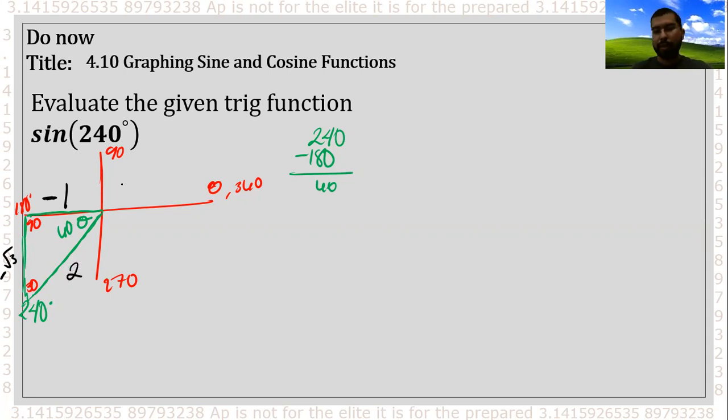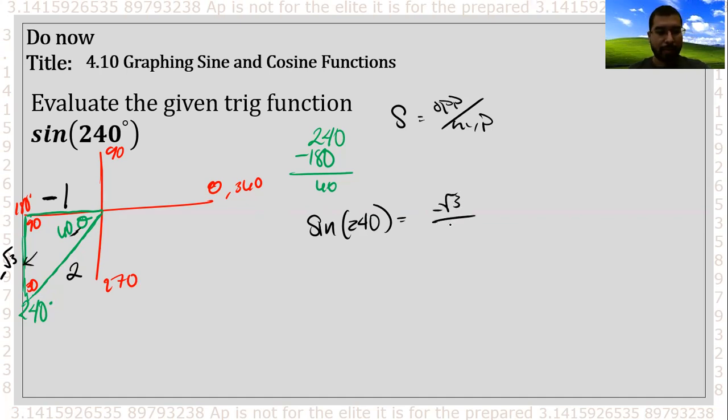If you're unfamiliar with this, please refer back to the other lesson where we talk about the 30, 60, 90 triangle. From sine, we know that sine is opposite over the hypotenuse. So sine of 240 degrees is going to give us the opposite side of this theta, which is negative square root of 3, divided by my hypotenuse, which we can see is 2. So that's pretty much how we find these values.